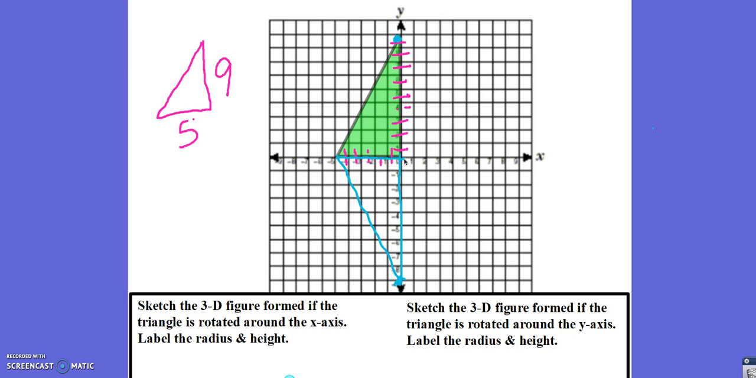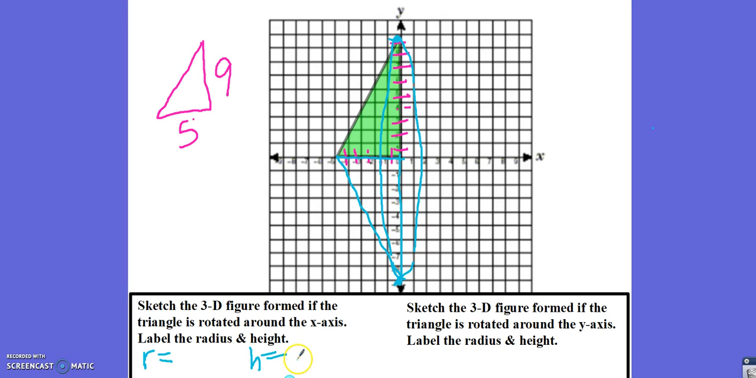And what we notice is that we have created a cone, and there's my circle base. What we need to figure out is what is going to be our dimensions. There's two dimensions we need to identify when we're talking about a cone. One, we want to know what the radius is equal to, and two, we want to know what the height is equal to.